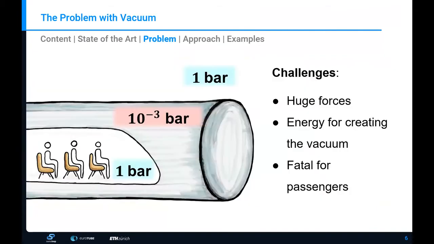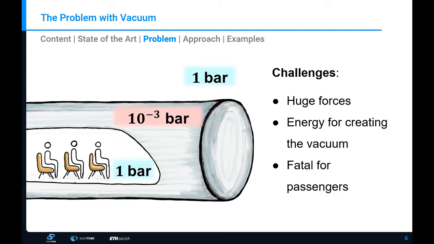Now to the problems with vacuum. As you can see in my figure, you have air pressure inside of the vehicle and also outside of the tube. And between there is this partial vacuum, which causes huge forces and which also needs energy to create it. And if passengers come in touch with this, it's of course fatal.